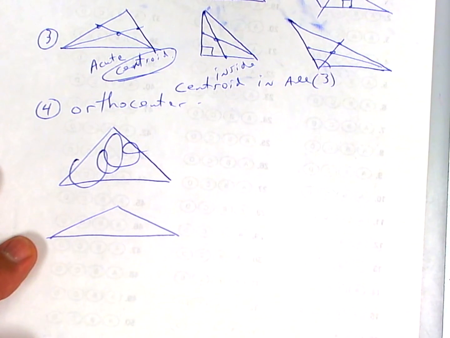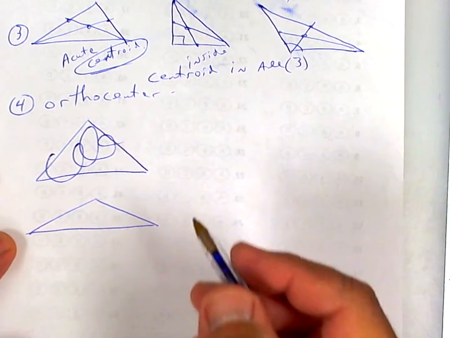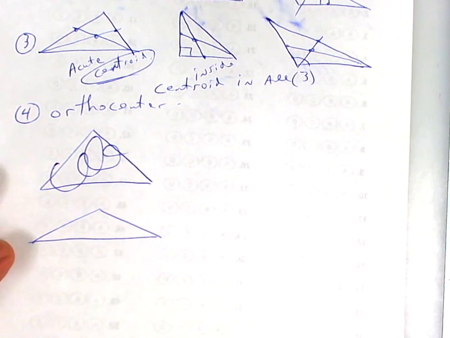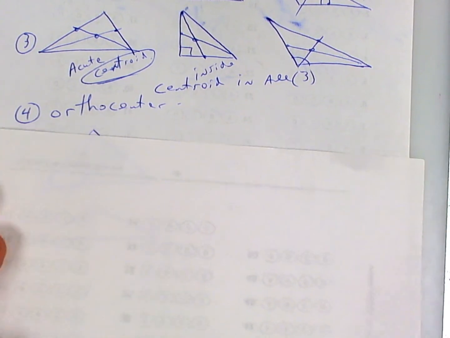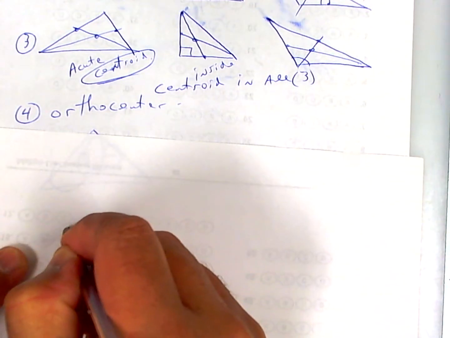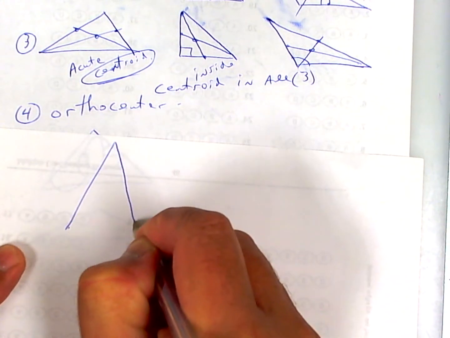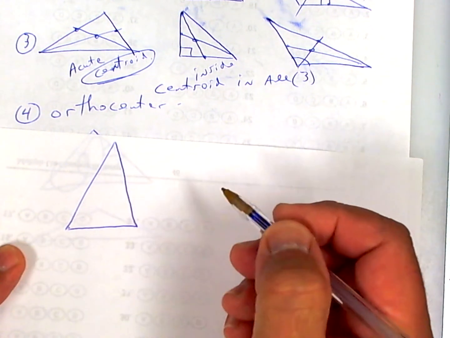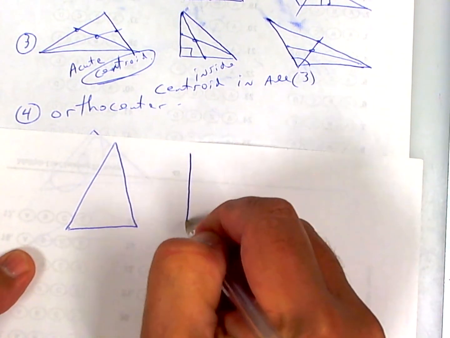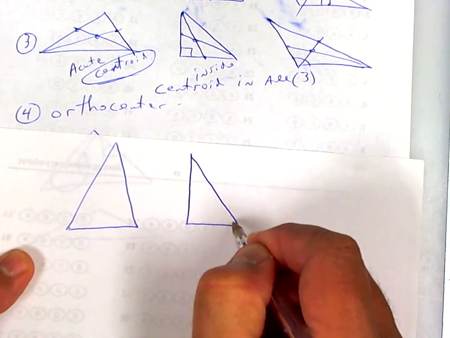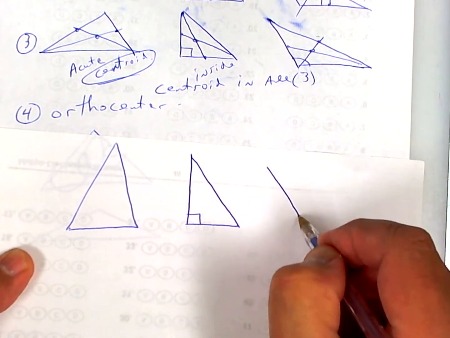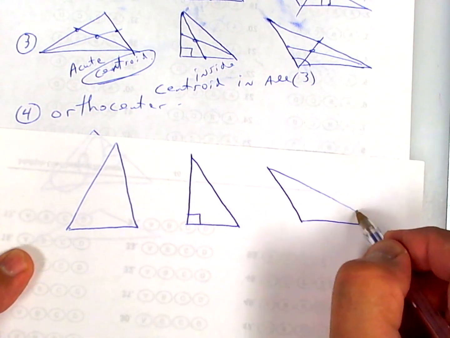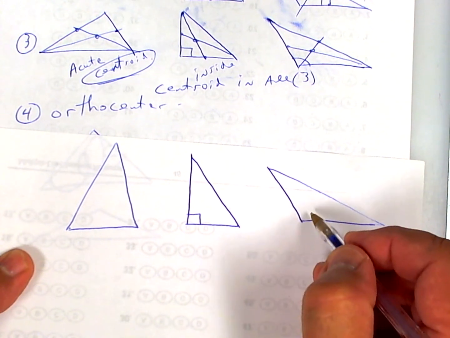Actually, that almost looks obtuse, doesn't it? Okay, so let me just try one more time. Let's try this one. Okay, that's definitely acute. And then a right looks like this. And then an obtuse looks like this. So remember, we're doing the orthocenter, and that's the altitude.